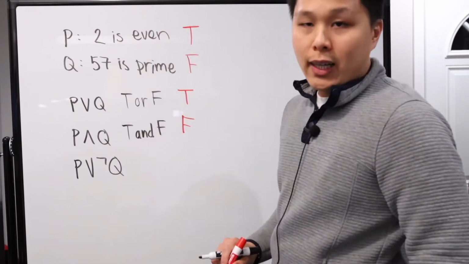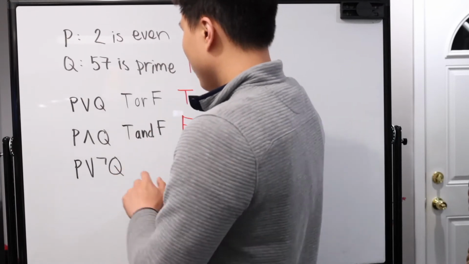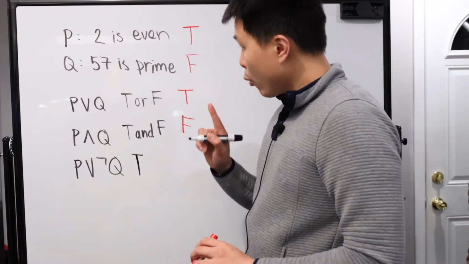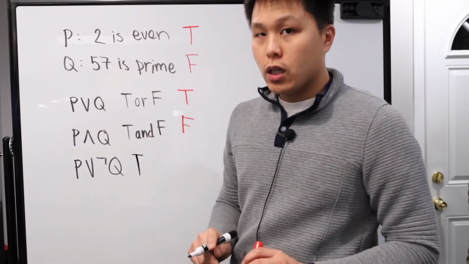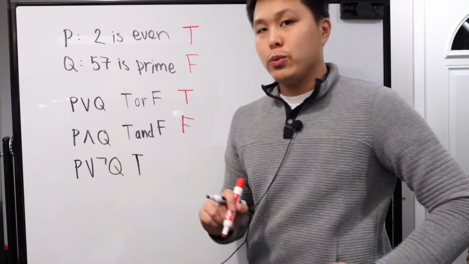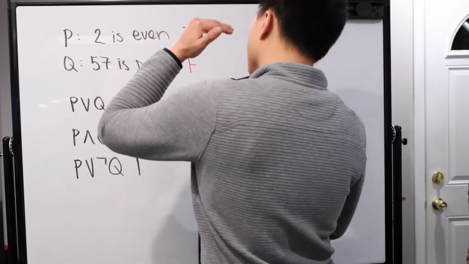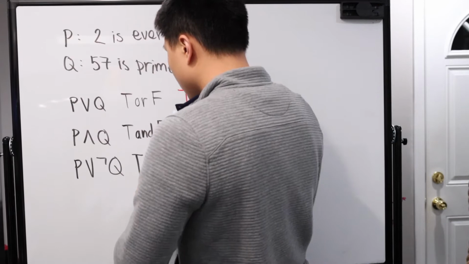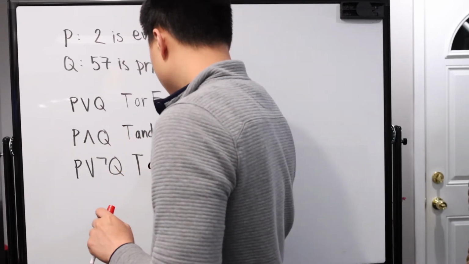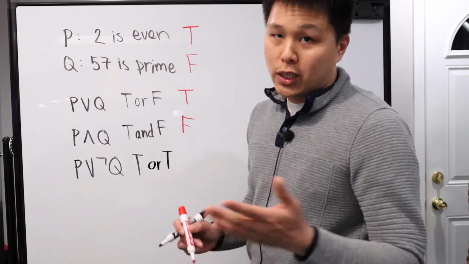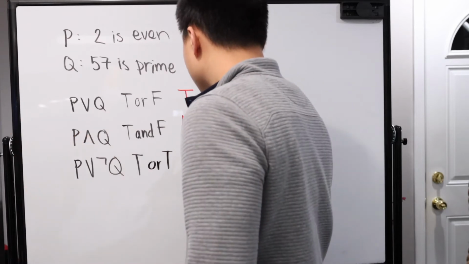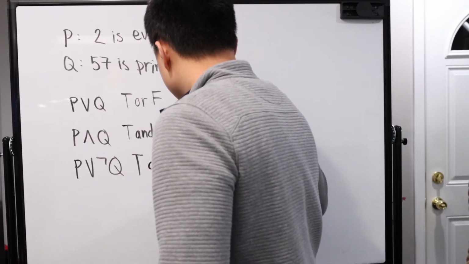Now, the last one is slightly interesting. First and foremost, we know that P is true. We know that Q is false. But this is not Q. Not Q means we basically get the opposite. Since the original statement itself is false, then not Q must be true. So we're talking about T or T. In this case, it's a bonus, you have extra, but at least one of them is true. So this entire statement is true. Just like that.